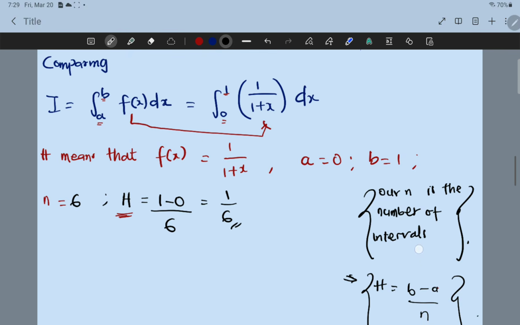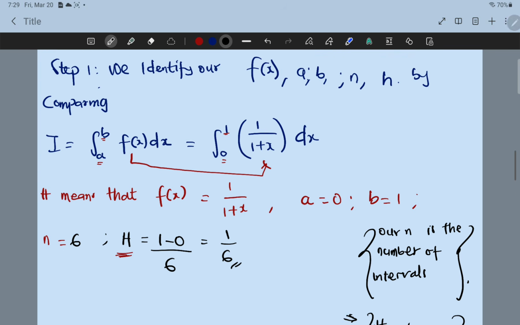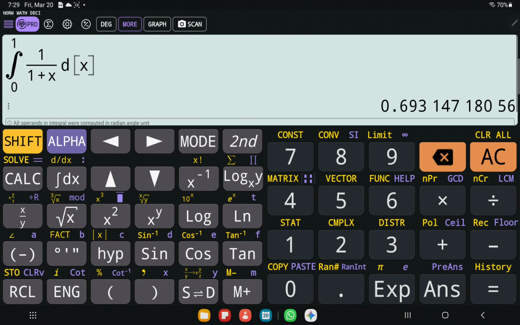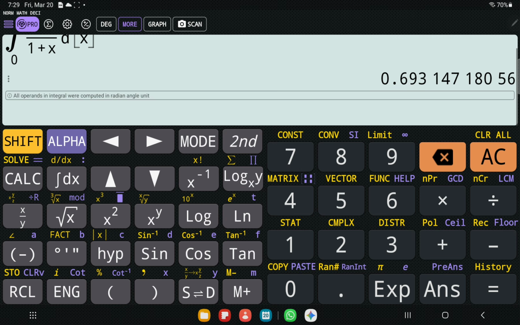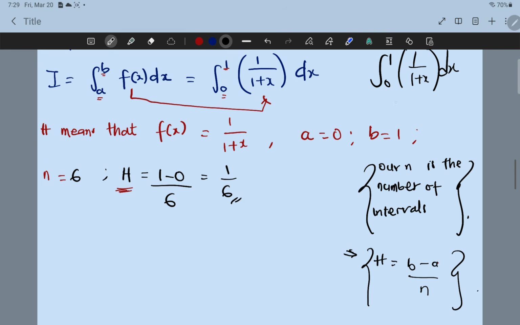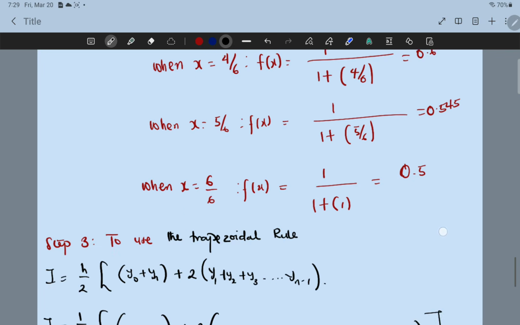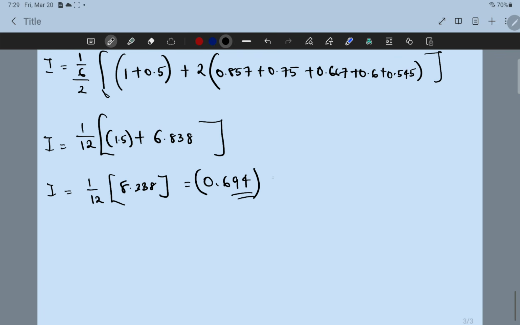Now, if you want to truly know the answer to this without solving, you just quickly want to know without using the trapezoidal rule, you just want to know the answer to the integral from 0 to 1 of 1 over 1 plus x dx. You can easily calculate that from your calculator, right? Did you see that? It's going to give you 0.693. That's to tell you that you are on the right track. But here, using the trapezoidal rule, we got 0.694. And this is a beautiful thing that you have learned the trapezoidal rule.